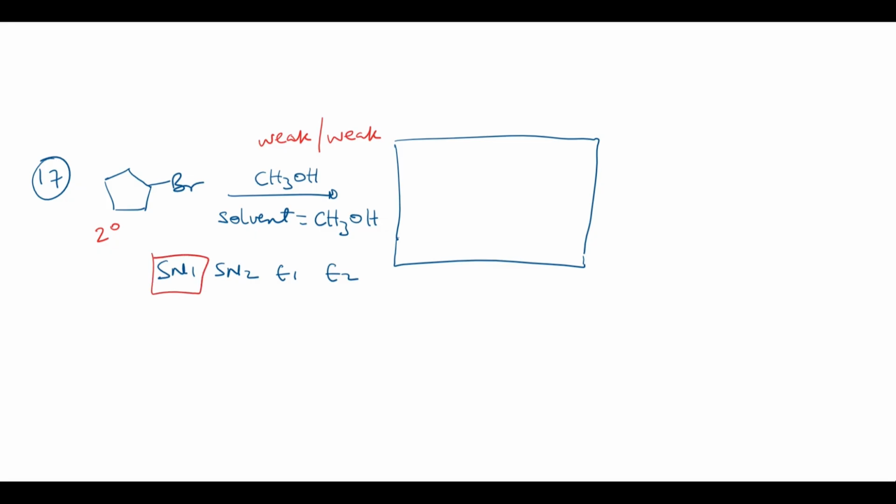These conditions are favorable for SN1 and E1. So this means we're going to have two products: the SN1 product as well as the E1 product. For the SN1 product, all we have to do is replace the bromine with the methoxy group. So here we're going to form an ether. For the E1 product, you will need to place a double bond between the alpha and the beta carbon. And these are the products of this reaction.